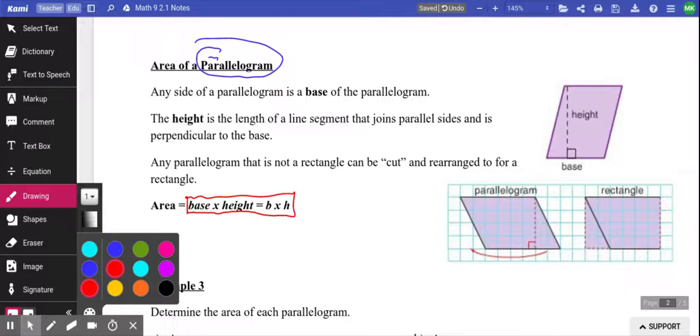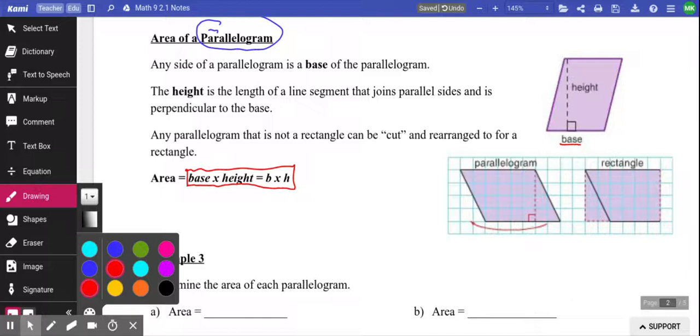The base, people are usually pretty good at. The height is easy to get confused. If you're looking at this parallelogram over here, the base is the bottom. The height is not what I'm about to highlight in red. This line right here, I call it your slant height because it's on a crooked angle, right? That's my slant.